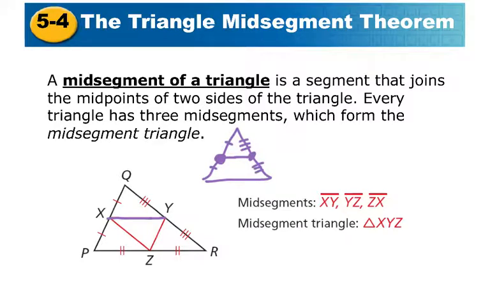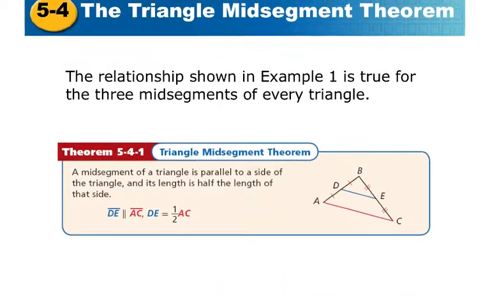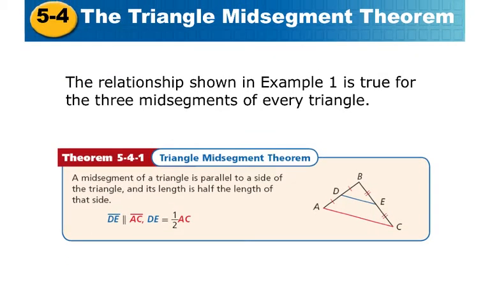Now, of course, if you make all three of them, you actually end up making a triangle that is similar in size to this other one. It's just a little bit smaller. So, interesting to note. But the idea is that we have all of these midsegments, and there's a few properties that we can go over from that. Every triangle has three midsegments, and those form a midsegment triangle. So this is your midsegment triangle inside. The relationship shown in example 1 is true for three midsegments of every triangle.